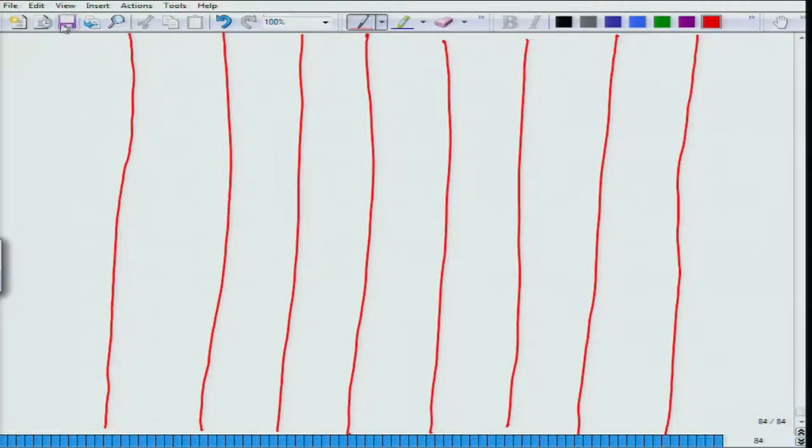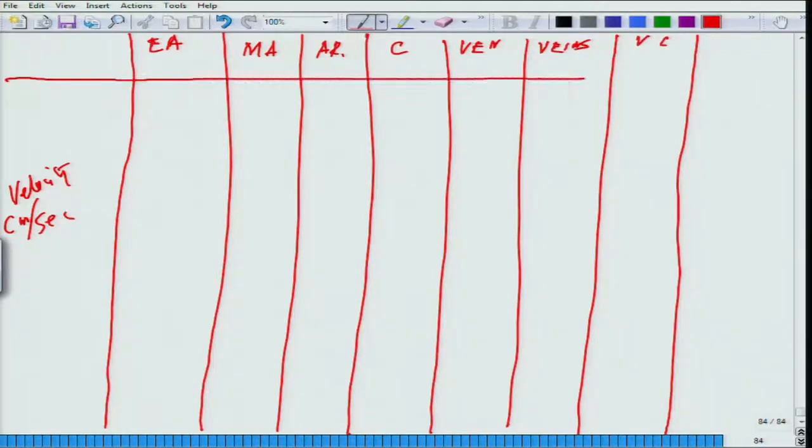Okay. Now, in terms of the velocity, if I have to measure, which is in terms of centimeter per second, so the velocity profile, and this is elastic artery again, this is muscular artery MA, this is arterioles, this is capillaries, this is venules, this is veins, this is vena cava, VC, okay.